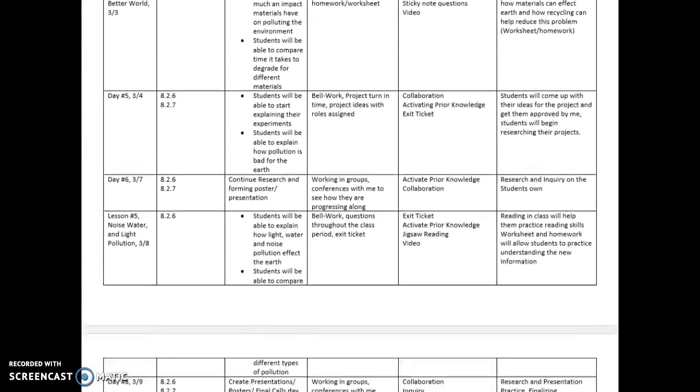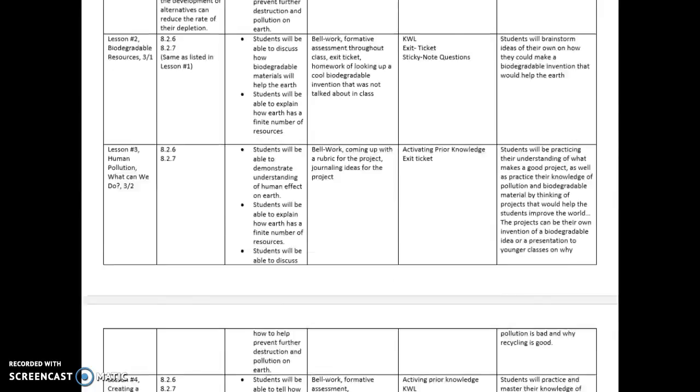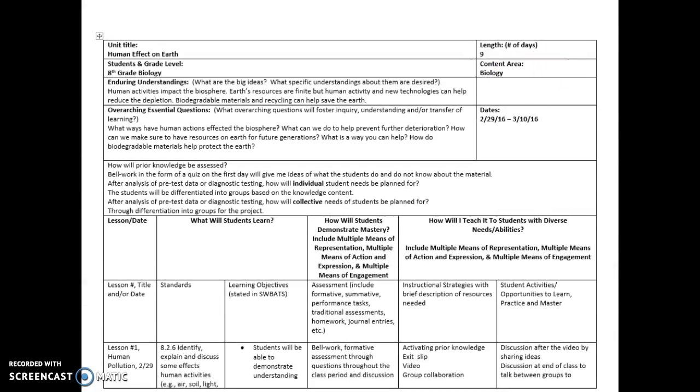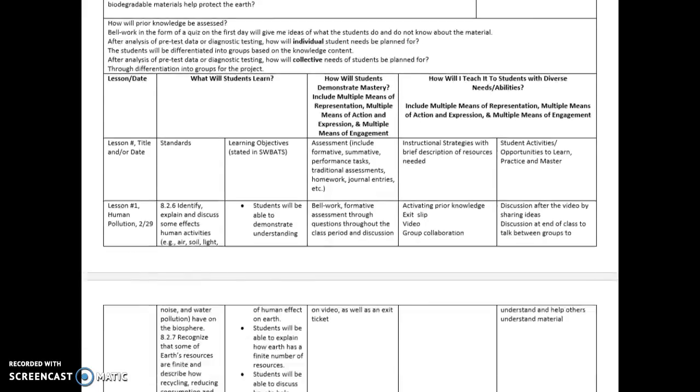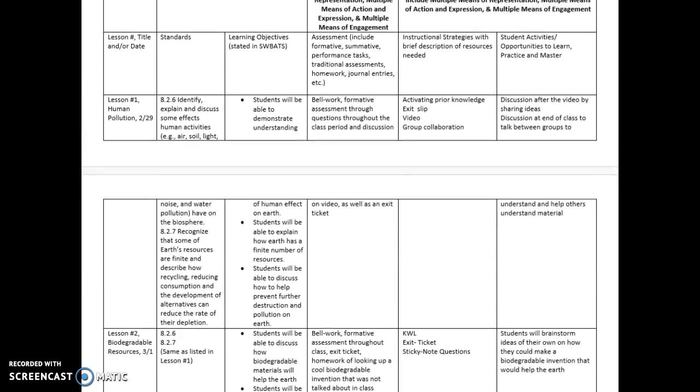So some difficulties with this unit plan were definitely the days, the timing. I could not really get a good estimate on the length of what I should put in there, as well as on the actual lessons, how long I should be lecturing each day, what day I should lecture on the information, whether I should introduce the unit as a project-based unit at the beginning on the first lesson, or if I should lecture the first lesson or two and then introduce the project. I wasn't sure what would be the best strategy for that.